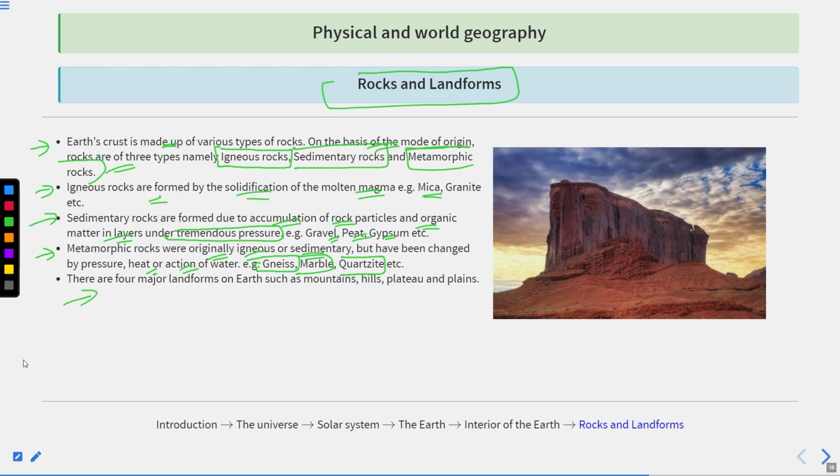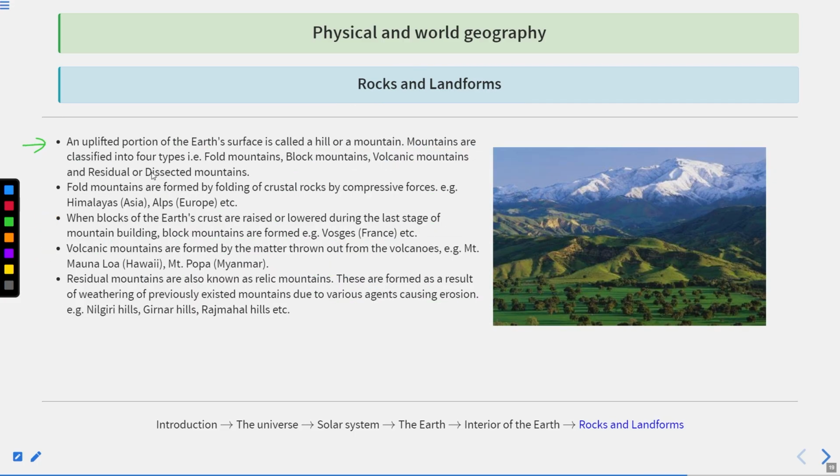There are four major landforms on Earth: first are the mountains, then the hills, plateaus, and the plains. An uplifted portion of the Earth's surface is generally called a hill or a mountain. Now you can see this is the normal area, and now you can see these areas uplifted. Mountains could be classified into four major types: the fold mountains, block mountains, volcanic mountains, and residual or dissected mountains.